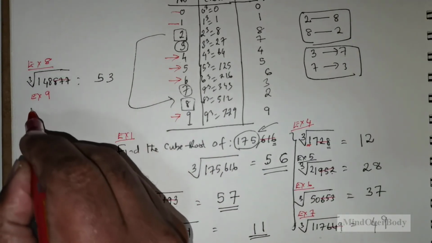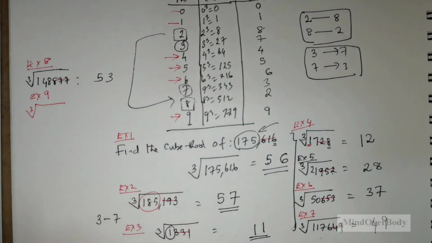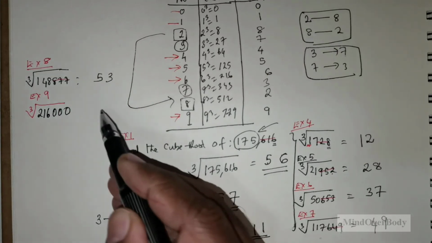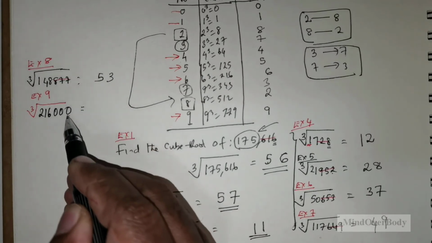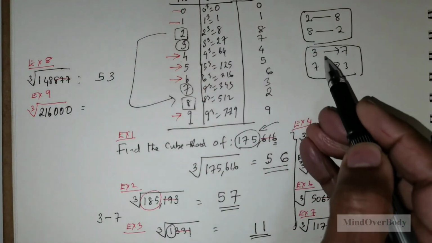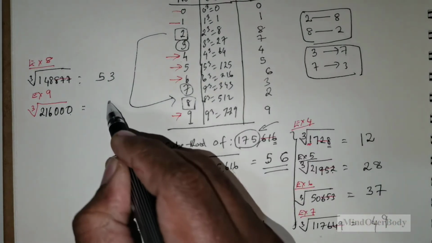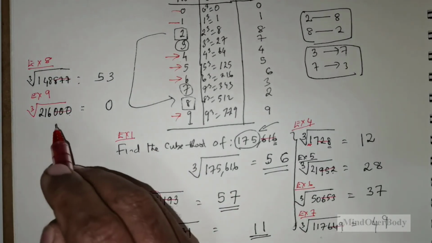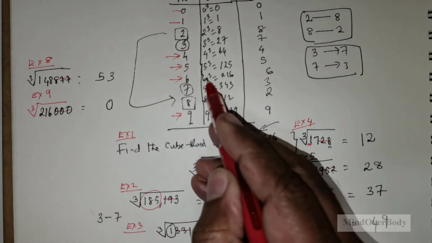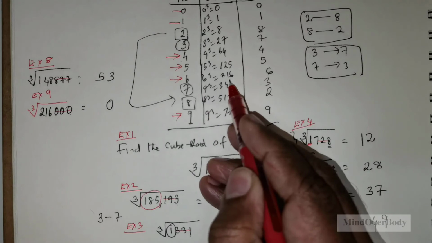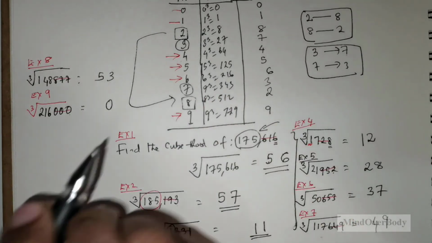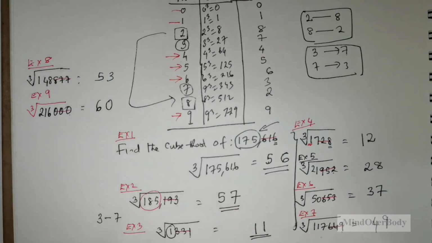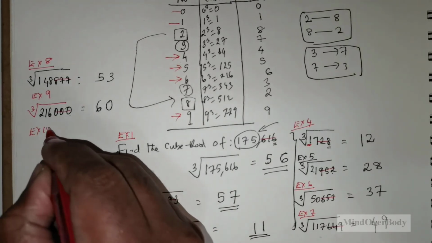Now let's do one more example. Example 9. What is the third root of 216,000? Now go to the table, look for that number that produces 0 as the last digit. Now clearly we know, except for 2, 8, 3, 7, the pattern remains the same. So 0 is going to be the last digit. Now strike out the 3 digits. You got 216. Find out that quantity which produces 216 or less. Now 5 cubed is 125, 6 cubed is 216, okay, but 7 cubed is 343. So our number is 6. So third root of 216,000 is 60. Now let us finish off with example 10.